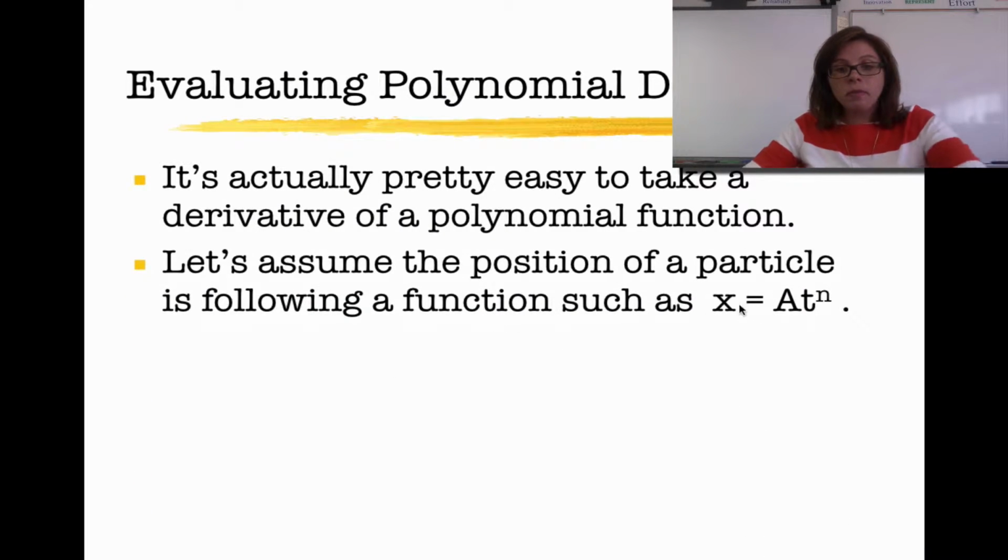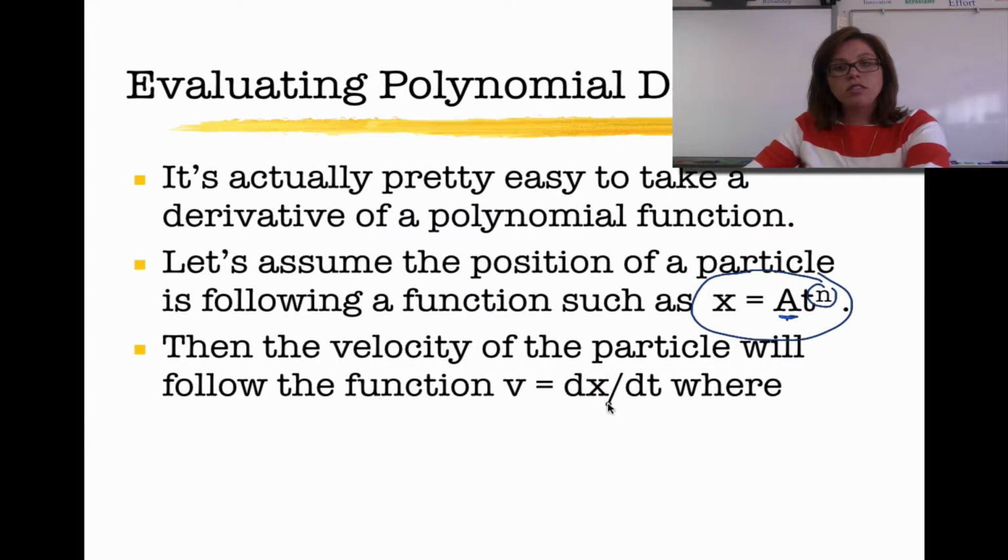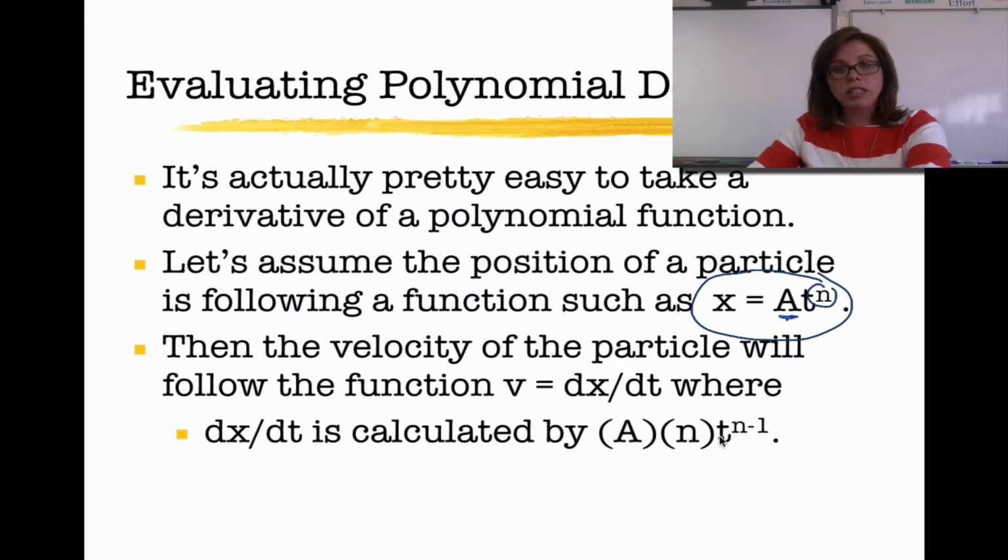So let's say our position equation looks like this. It's a polynomial, where a is a constant, some number, times t to the n, where n is another number, just any number. Then the derivative of position with respect to time is you just bring this n down, multiply it by the a, and then subtract 1 from the exponent. A lot of you guys should be very familiar with this.